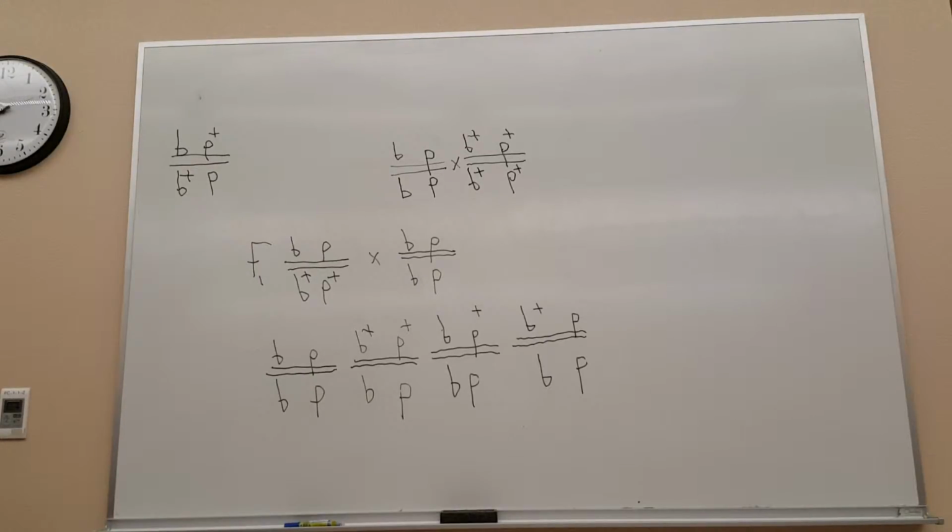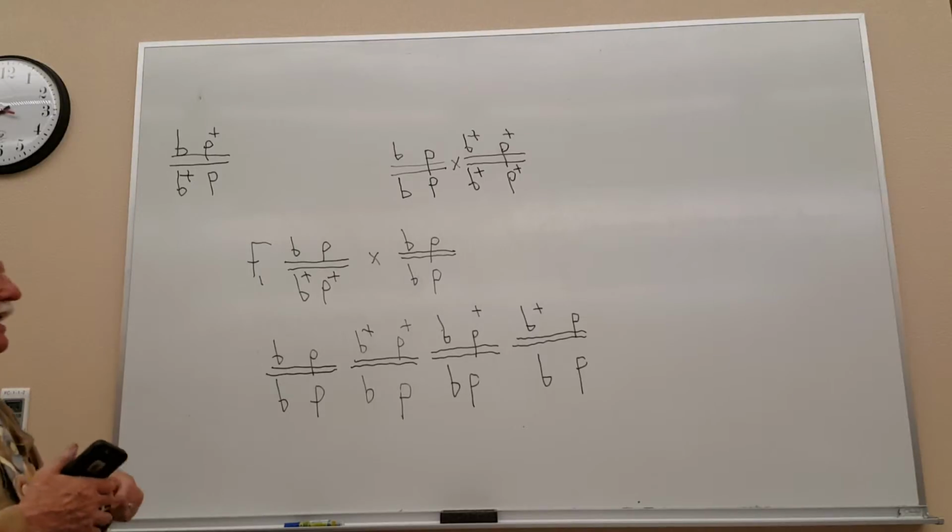1720. So the recombinants add up to 140. So it's 140 divided by 1720, which equals 8.1%.